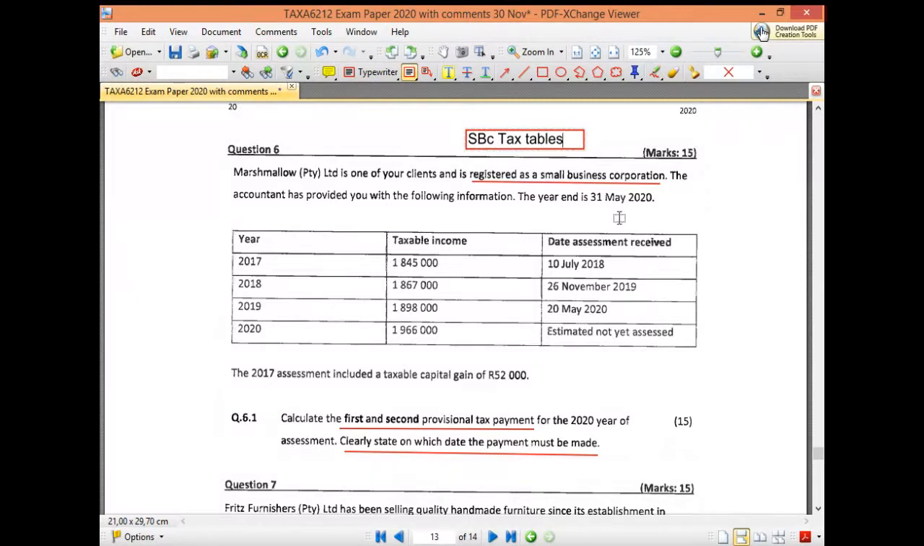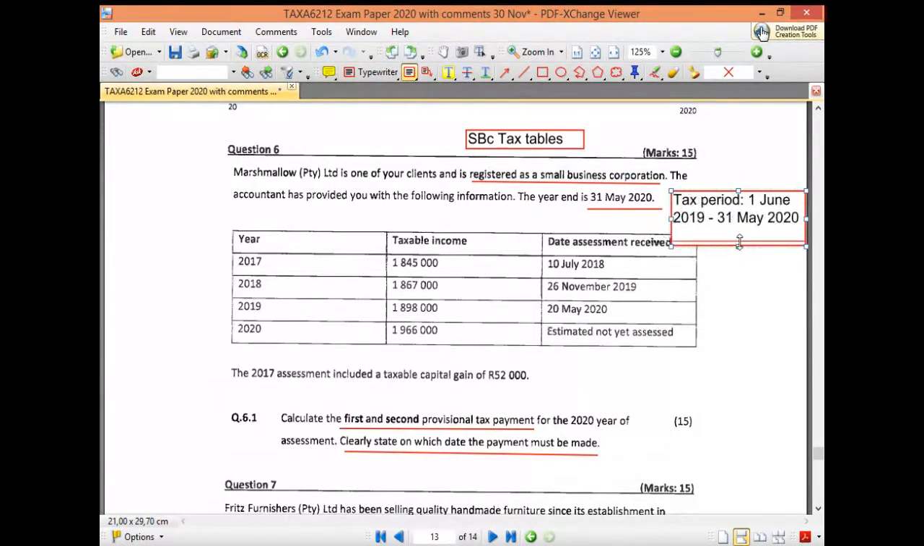Then they give you further information. So let's quickly see, we're busy with the 2020 tax year and our year end is 31 May. Our tax period would have run from 1 June 2019 up to 31 May 2020. Okay, so that is our tax period.